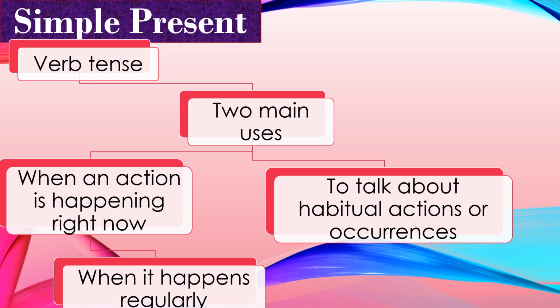The other use is to talk about habitual actions or occurrences. For example, I go to school every day. In the simple present, most regular verbs use the root form, except in the third person singular, which ends in s. That is to say, for the first person singular, the example is I write. But for the third person singular, the example is he writes or she writes, not he write.